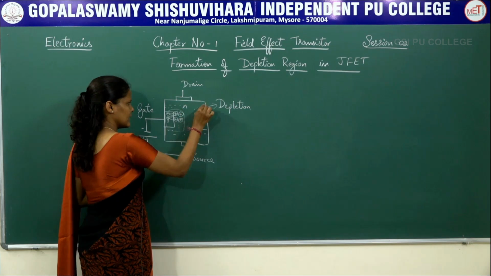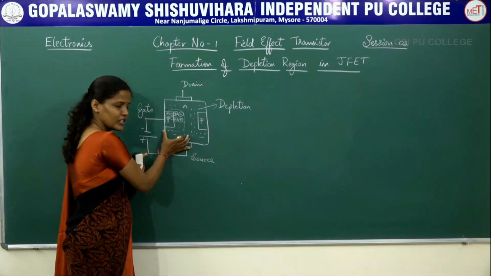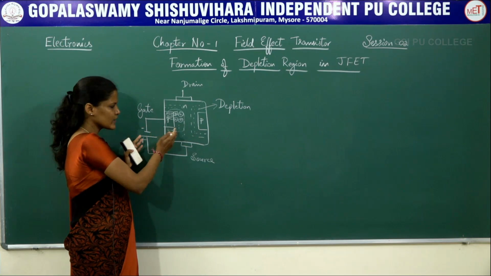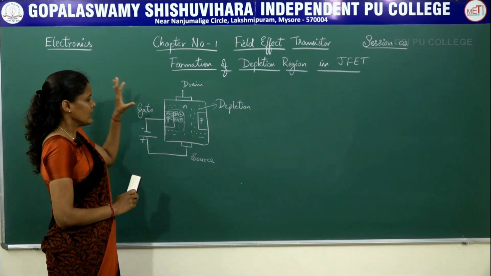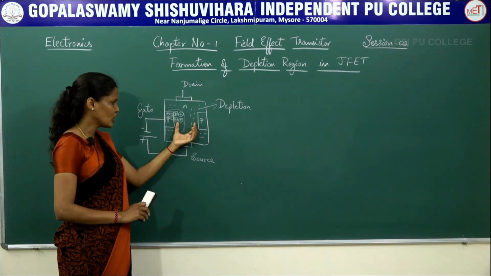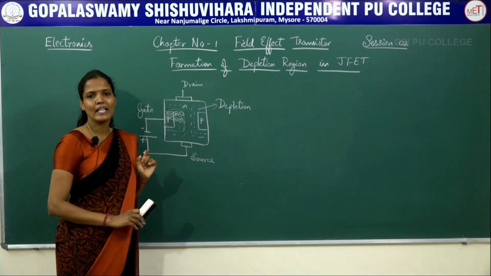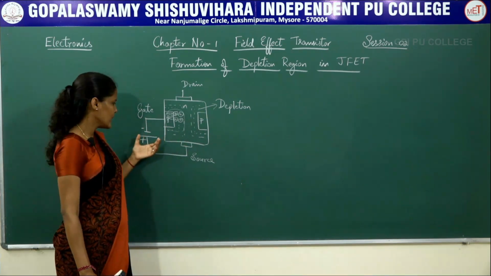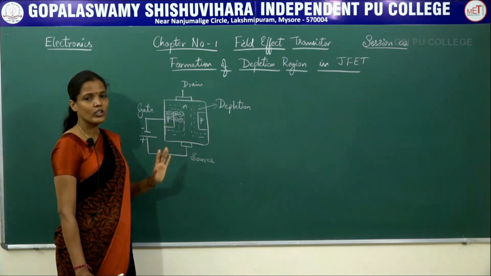If I decrease the reverse biasing condition, the width of the depletion region decreases. The more I increase this reverse biasing voltage, the more the width of the depletion region will increase. Thereby we can say that the width of the depletion region not only depends upon the voltage, it also depends upon the doping levels of the semiconductors. Clear?